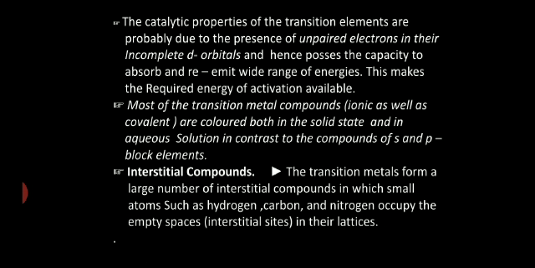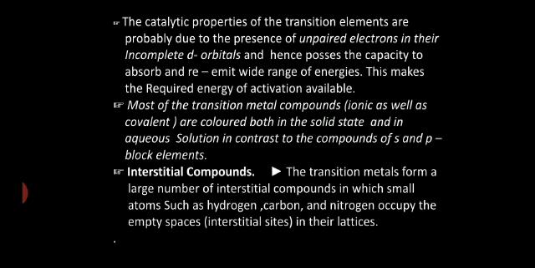Transition metal ions form a large number of complex compounds, and this is due to small size, high nuclear charge, and the availability of vacant d orbitals. The tendency to form complexes is also due to small size, high nuclear charge, and the availability of vacant d orbitals.